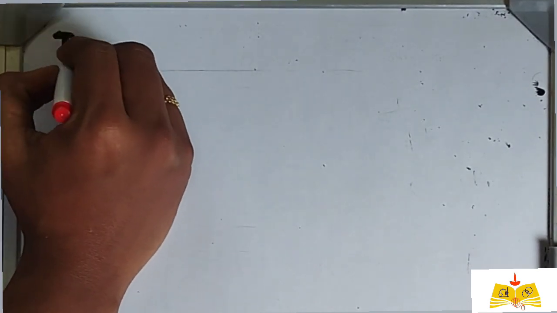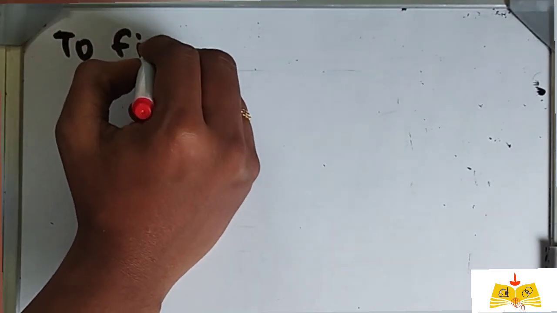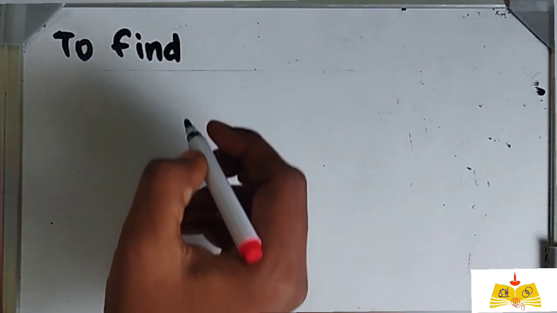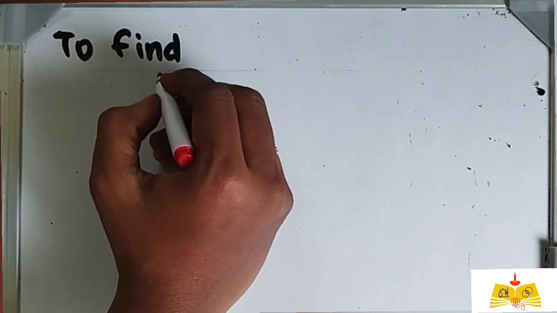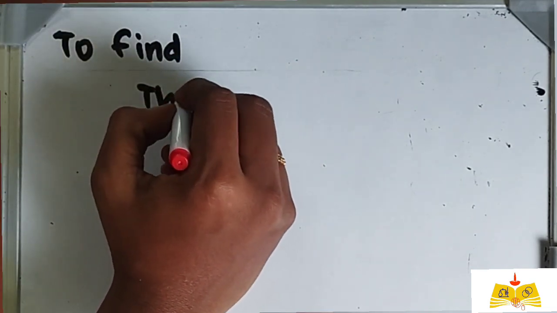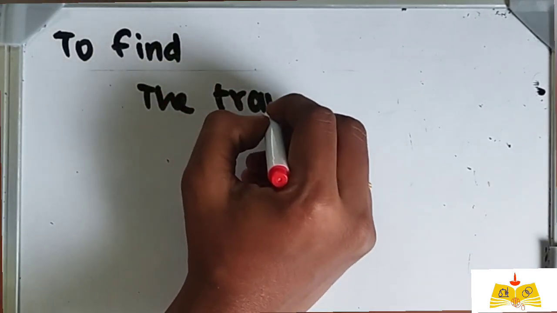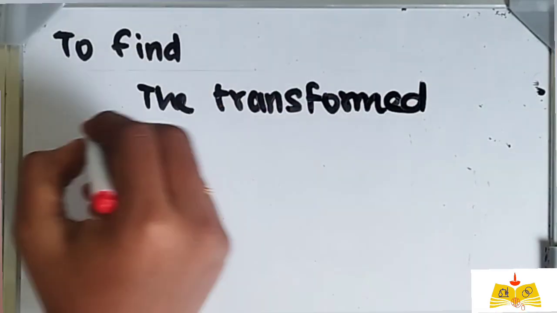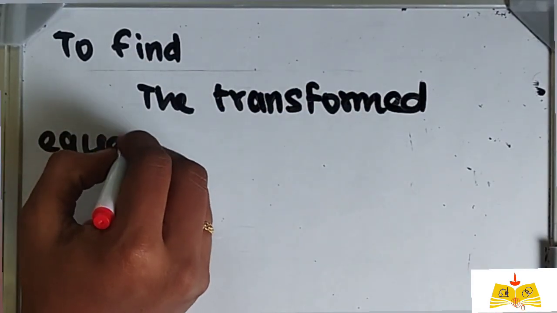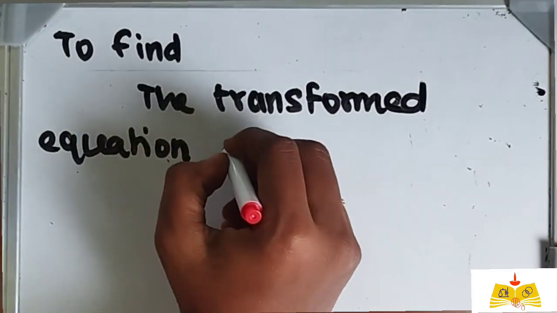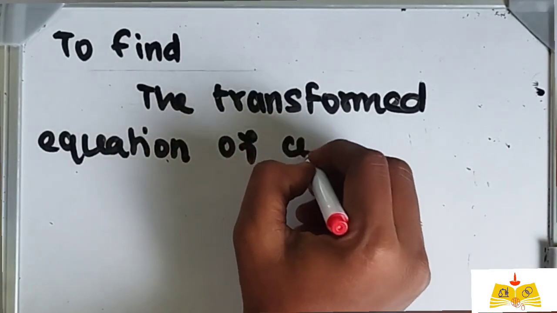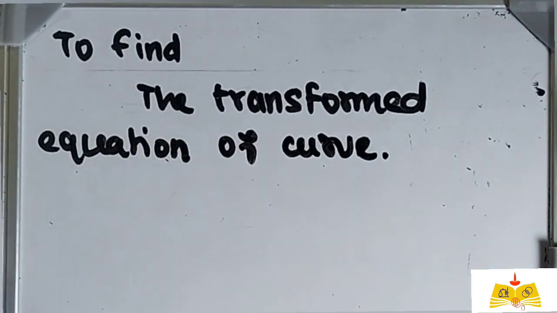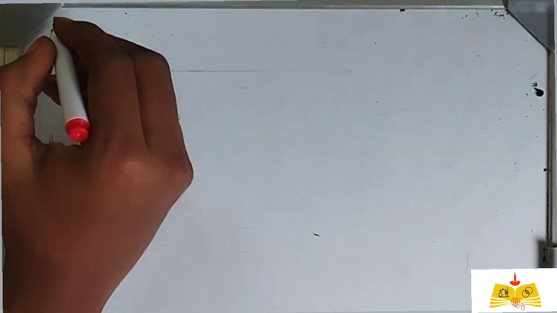Now we are going to be clear with what we are going to find. So I am going to write to find. We are finding the transformed equation of the curve. Shall we start to find the solution?